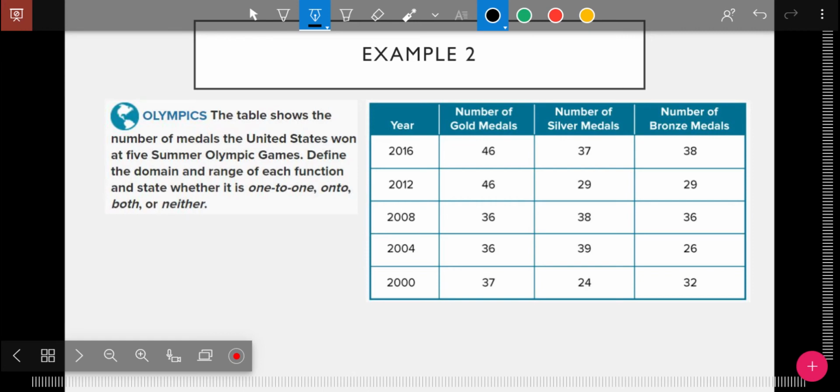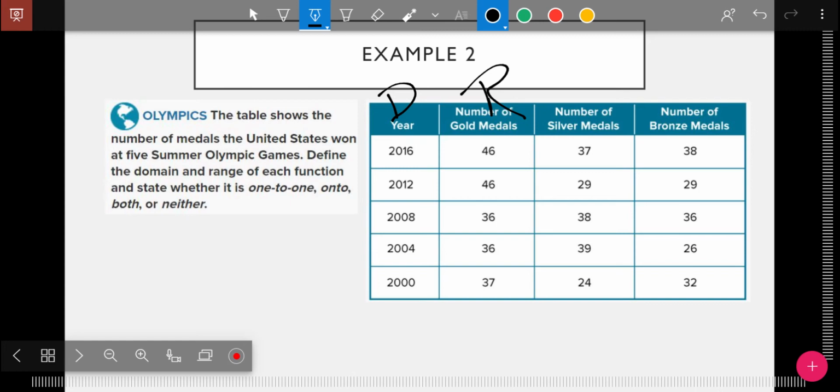Now, anytime you get a table, you really got to define what you're looking at. And so we're going to look at this table. We're only going to talk about the United States gold medals in each given year. And so first, I want to define the domain and range. If I'm just talking about gold medals, what is the domain and what is the range? Some of you might be thinking the domain are these numbers here, but the domain is the year. Based on what year we're talking about, we know how many gold medals are won. So the domain is the input.